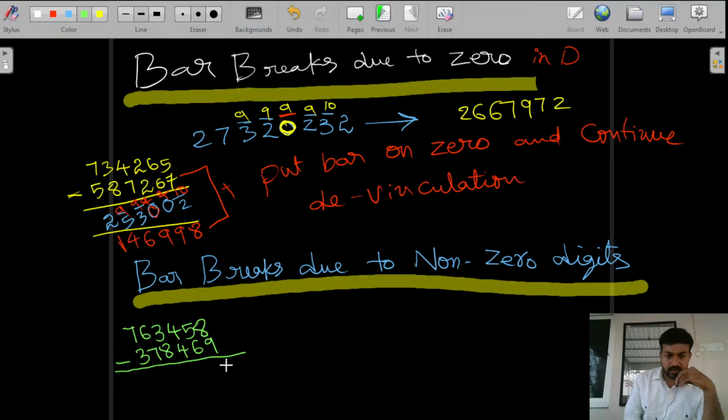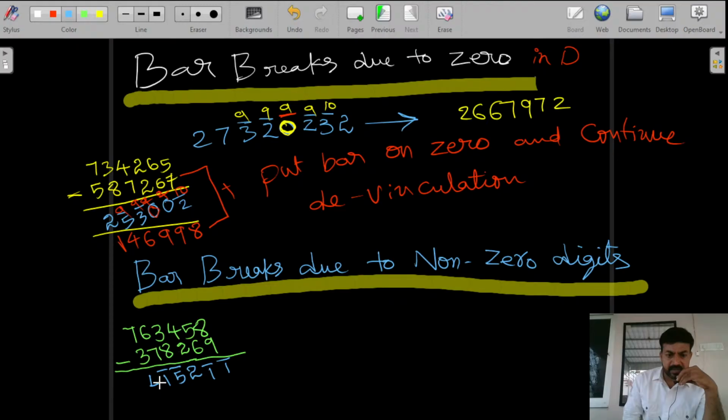So this is an example. 8 minus 9, bar 1. 5 minus 6, again bar 1. 4 minus 2, 2. Remember, don't get confused. 3 minus 8, bar 5. 6 minus 7, again bar 1. 7 minus 3, this is 4.